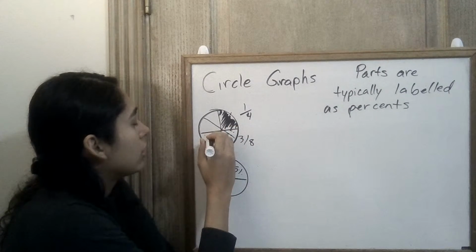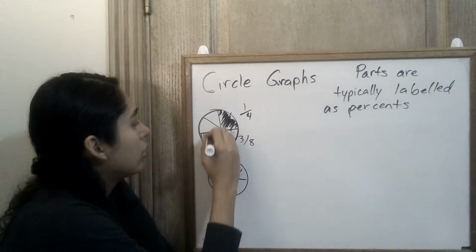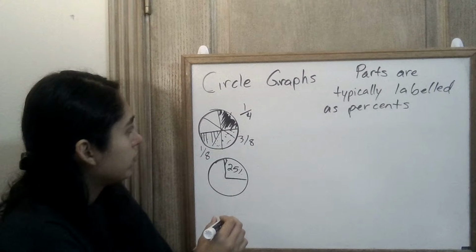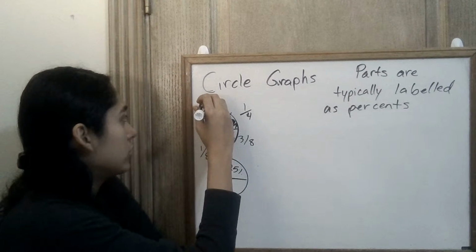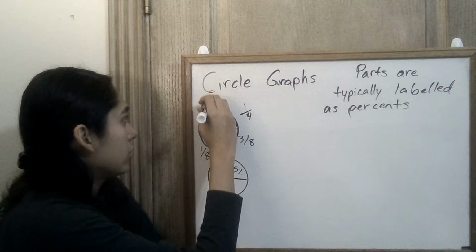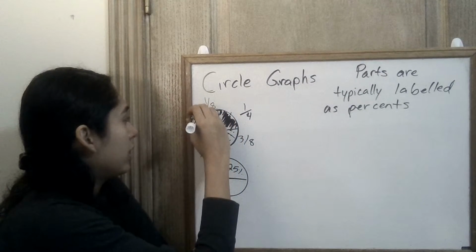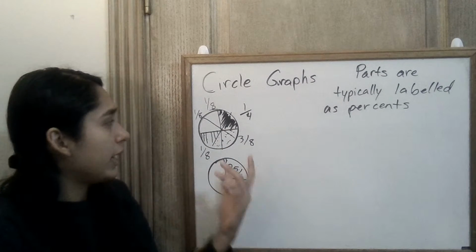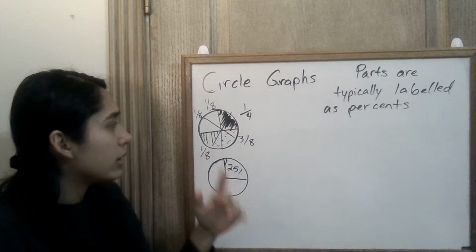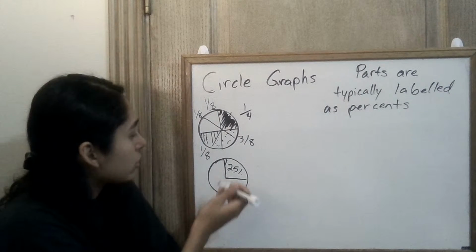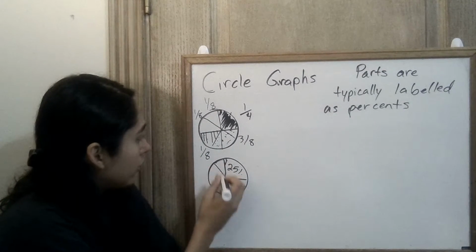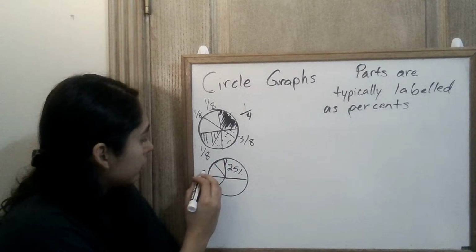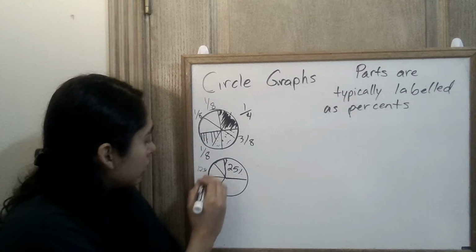3/8 and then 1/8. And then over here, 1/8 and 1/8. Okay, I can see that they're all part of an 8, but 3/8, 1/8, 1/8, it's pretty hard. So I just go ahead and divide it into pieces, and know that each one is 12.5%.